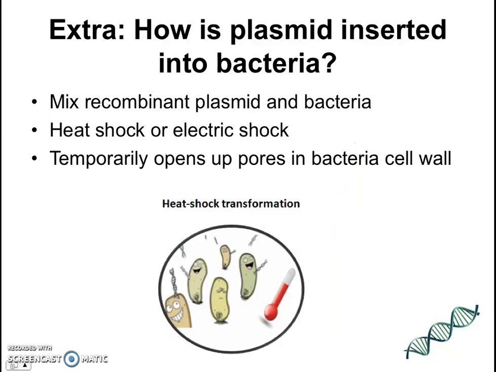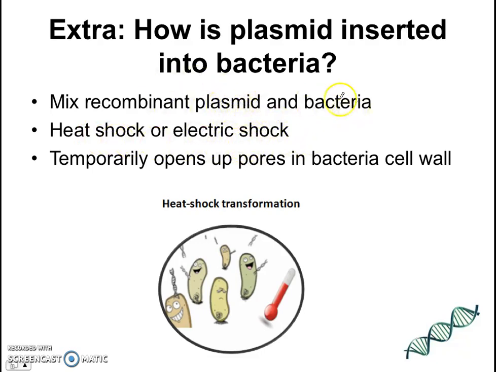Now, as a bit of extra information, you might be wondering, how did we insert that plasmid back into the bacteria? I mean, the bacteria has a cell membrane and a cell wall. How do I put it back in? Well, there are two main methods people usually use. They use either the heat shock method or the electric shock method.